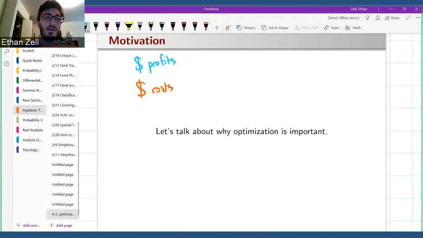And these are like inputs to a revenue function, right? So inputs to a revenue function.